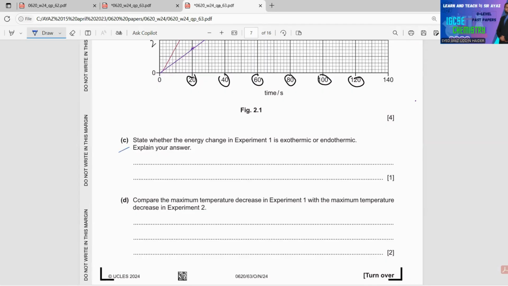C. State whether the energy change in experiment 1 is exothermic or endothermic. Explain your answer. As there is a decrease in temperature, it means the reaction mixture has absorbed the energy. So it's endothermic. So you write endothermic, as temperature decreases.